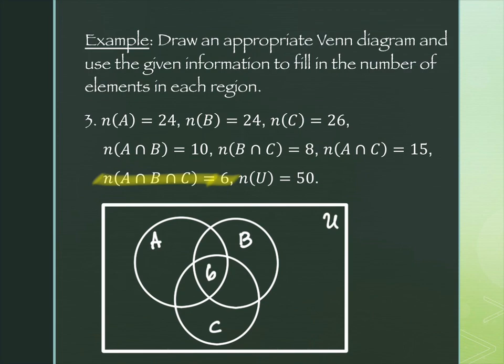N of U. N of U does not mean the piece on the outside, because it kind of looks like that. N of U means the entire diagram of all 8 pieces. So we wouldn't want to start there either, okay? Just FYI. That said, now that I have the 6 in the middle, think about going back up here to this one.